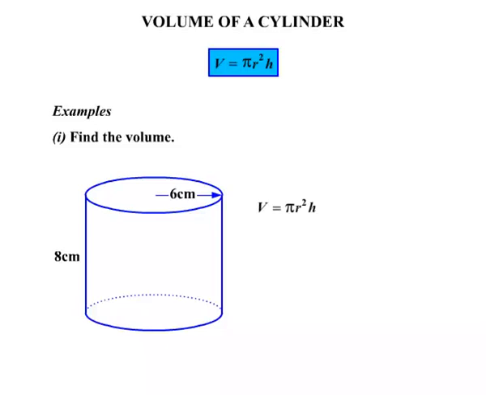So we start with the formula. Now pi r squared, where r is the radius, which in this case is 6. So we write pi times 6 squared. We multiply now by the height, which is 8. And using the calculator we work that out, it becomes 904.8. Now it's a volume, so it's in cubic centimeters. It's been rounded off to 1 decimal place.